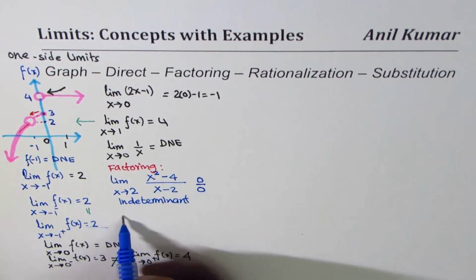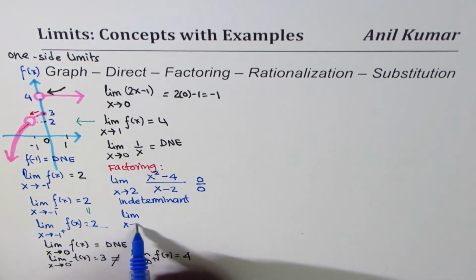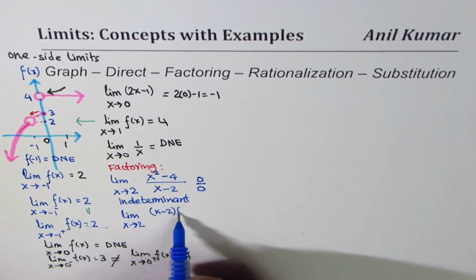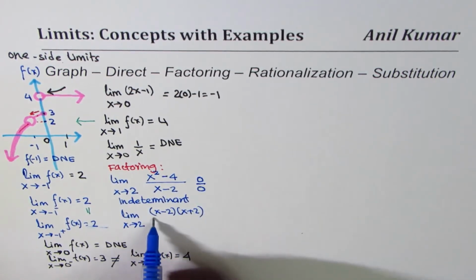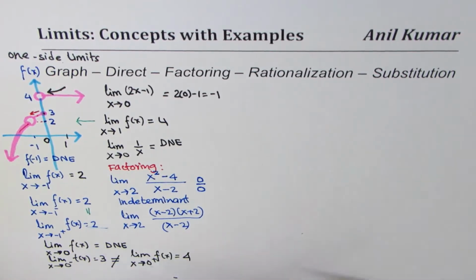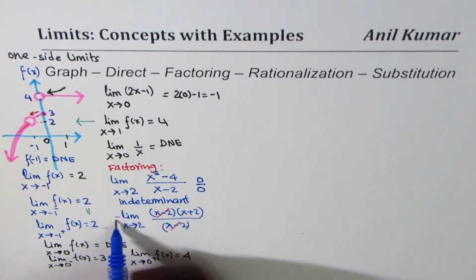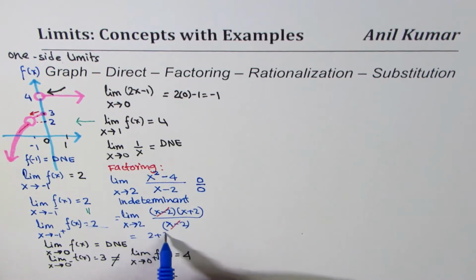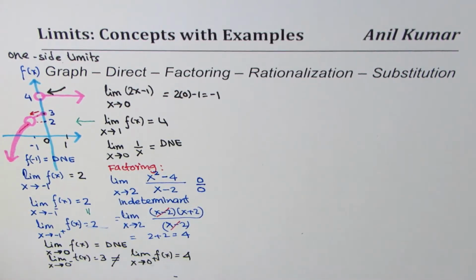Perfect. So if I factor and cancel out the common factor, we can actually find the limit, right? So let's do that. So we can do limit x approaches 2. Difference of squares, I could write this as x minus 2 times x plus 2 divided by x minus 2, correct? Now x minus 2 cancels out, and we can find the limit, and that is equal to, substituting 2 here, we get 2 plus 2 equals 4. Perfect. So we get the limit of this particular function, which is 4.